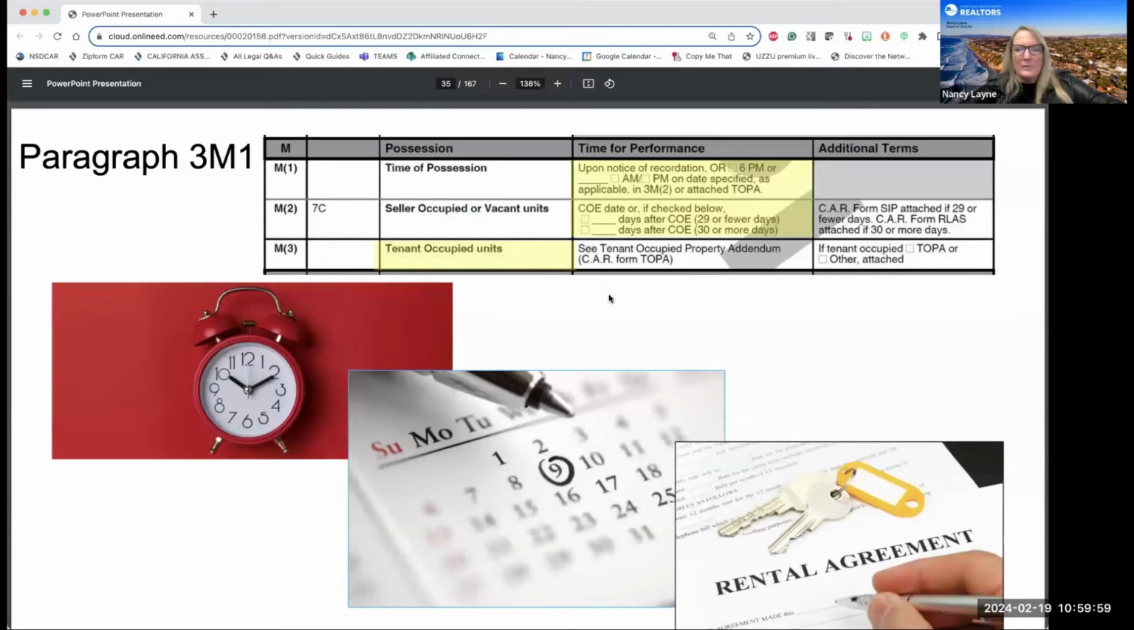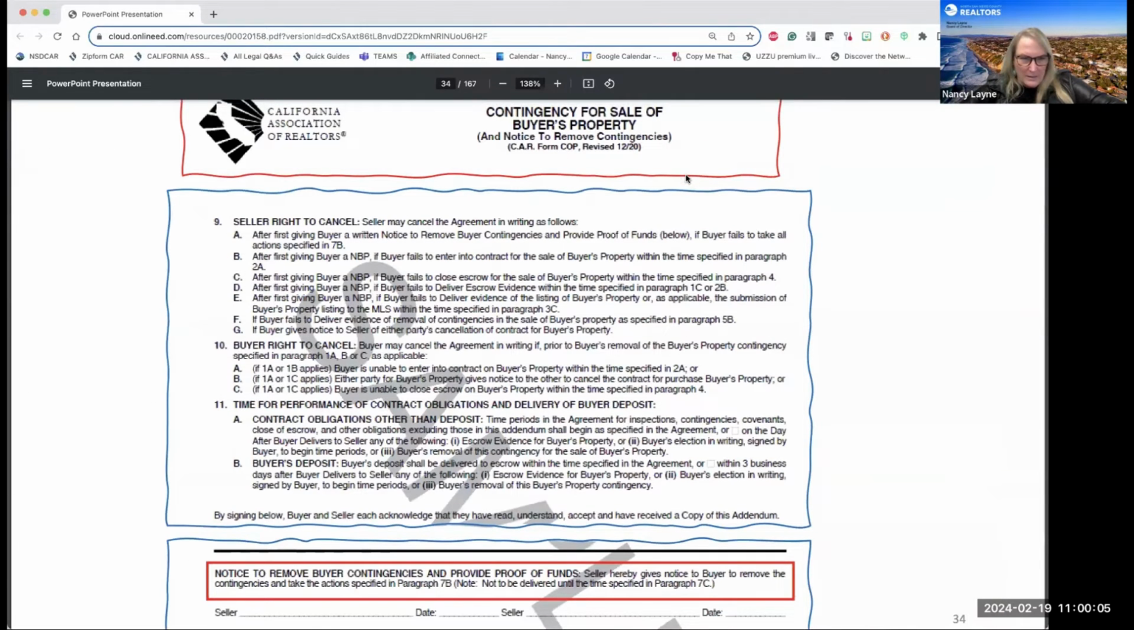Does that mean that the seller must refund inspection expenses? Yes, actually it does. It has it in here.